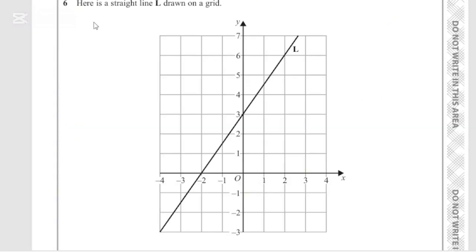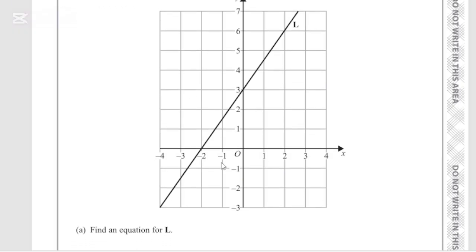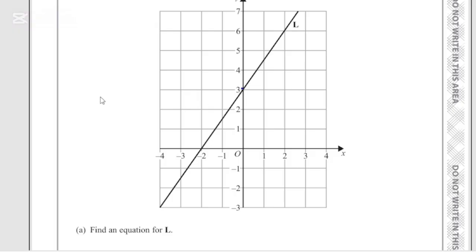All right, number 6 says, here is a straight line L drawn on the grid. So this is a straight line L drawn on the grid, right? Find an equation for L. So to find an equation for L, first of all, we look at the point at which this line L is crossing the y-axis. You can see that it's crossing the y-axis at 3. So we call this C. C is equal to 3, all right?